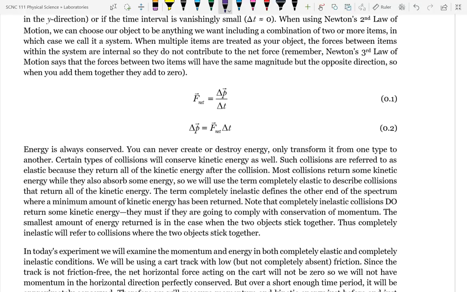So a collision like I just showed, and I'll do it again, where the magnets repel them, which type of collision is that? Is that elastic or inelastic? That's elastic, because they didn't stick together, they bounced off each other.